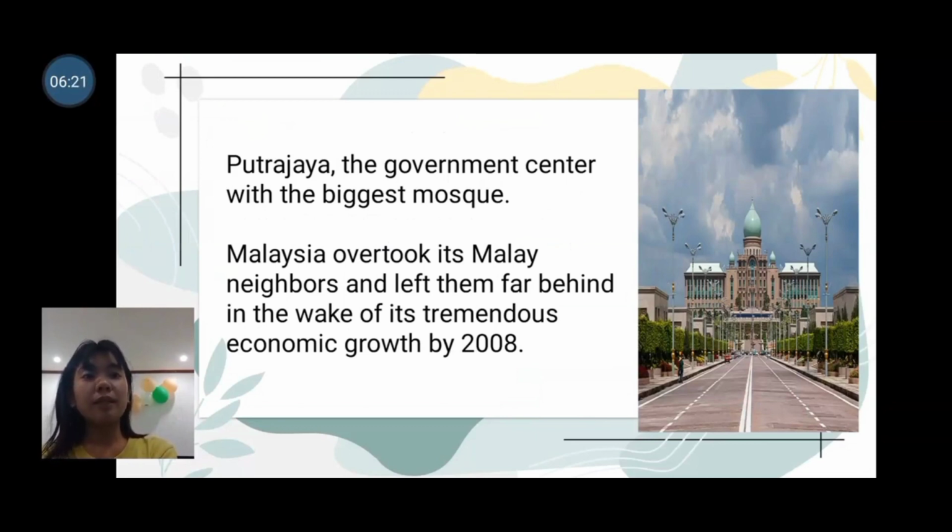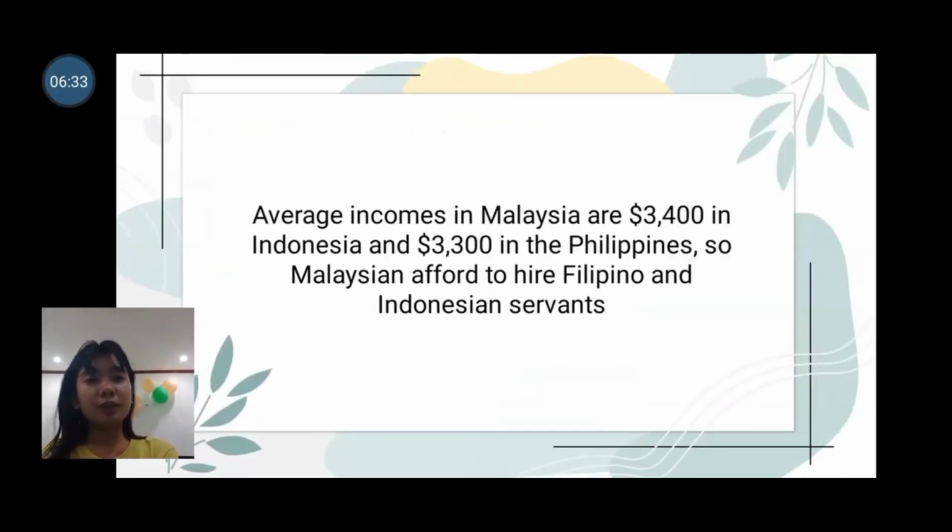So we will proceed to the next one. The average income in Malaysia is 3,400 US dollars, in Indonesia 3,300, and in the Philippines 3,300. So Malaysia can afford to hire Filipino and Indonesian servants, meaning they are so rich.